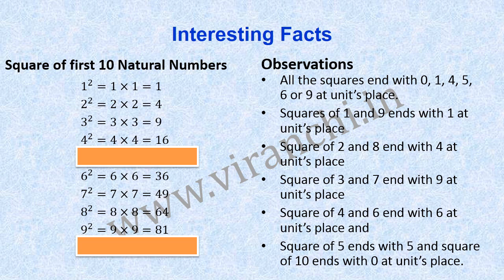After that, take second from the top and second from the bottom. Squares of both of them will have 4 at the units place. Take third from the top and third from the bottom, square both of them, and you will have 9 at the units place. And finally, take fourth from the top and fourth from the bottom, square them and you will have 6 at the units place.